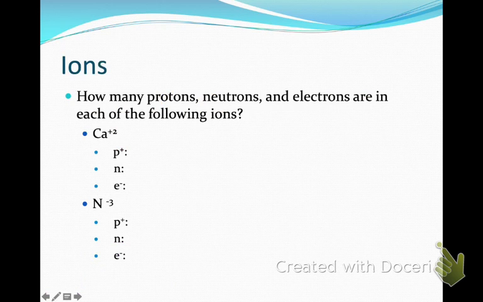All right, I want you to try these two on your own. How many protons, neutrons, and electrons are in each of the following ions? So you're going to have to locate the element, and then the charge is listed right there. So you'll have to find protons, neutrons, and electrons. So go ahead and pause the video, and then I'll have the answer up here in just a minute when you're ready to begin again.